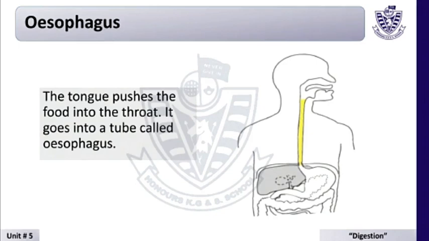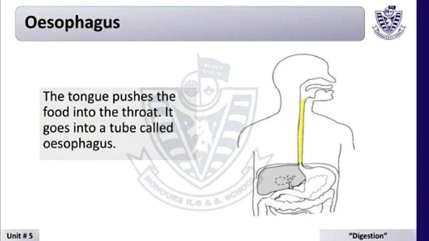Esophagus. Students, to go from one point to another, we need something that would connect them, and a smooth transportation is assured by a tunnel. A similar scene is found in our body. Well, as I said, digestion starts in our mouth. Food goes from the mouth to the stomach through the esophagus.